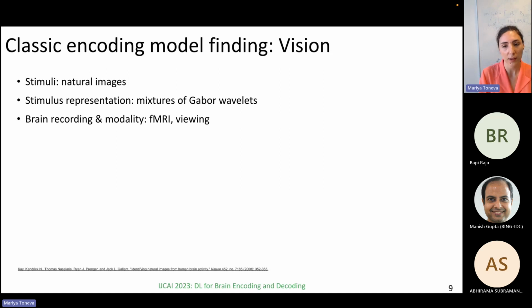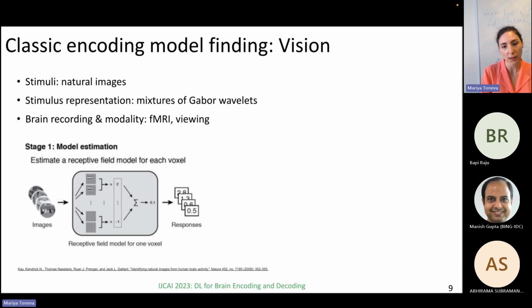And this is because of understanding that the primary visual cortex in the brain processes edges of different objects and so on. And so the Gabor wavelets were a very good stimulus representation to choose to actually test this hypothesis. So here, the first part of this work was to actually estimate the receptive field for each different voxel in the brain using these Gabor wavelets.